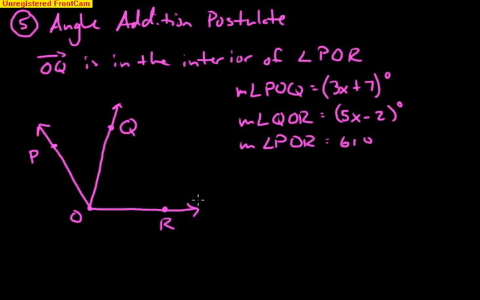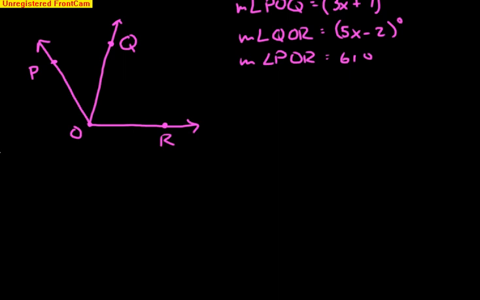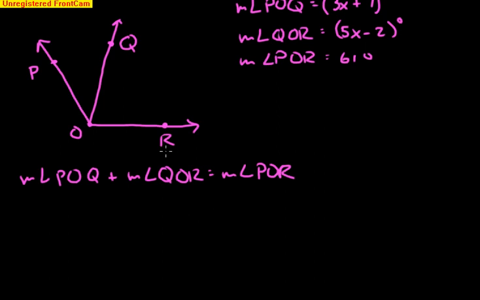So using the angle addition postulate, we will say that, and I'm going to scroll down here, we'll have the picture involved. We're going to say that the measure of angle POQ plus the measure of angle QOR is going to be equal to the measure of angle POR. And hopefully you wrote down, I can kind of see them up here. We're going to just plug in the expressions. The measure of angle POQ is 3x plus 7. The measure of angle QOR is 5x minus 2. And that should equal 61.